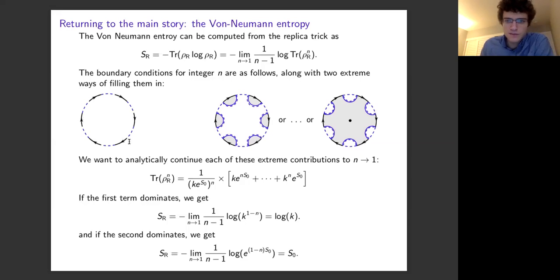And these can be filled in with gravity in various ways. I drew here two extreme ways you can fill it in. You can fill each one in with its own topological disk. That's a completely disconnected geometry. Or you can fill it in with a completely connected geometry, or there's all kinds of things in between.